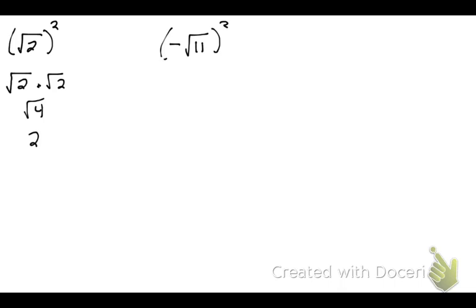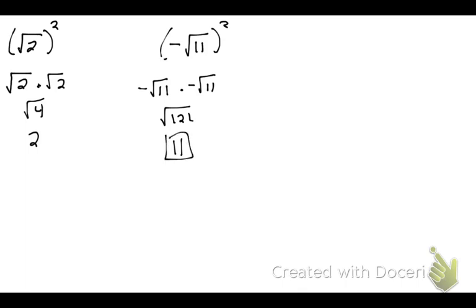And the second one, negative square root of 11 squared, well, that would just mean negative square root of 11 times negative square root of 11. And negative times a negative is always a positive, and 11 times 11 is 121. And the square root of 121 is just 11.